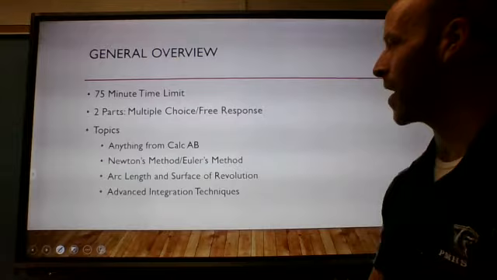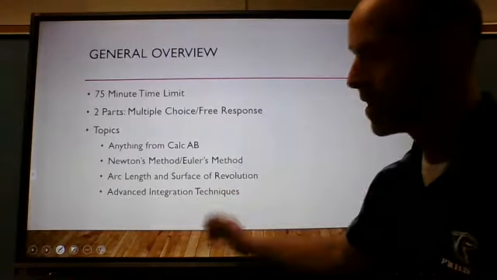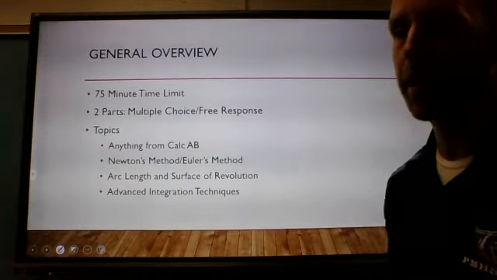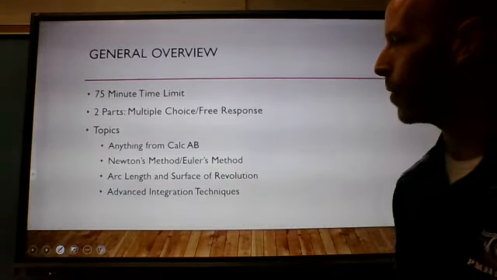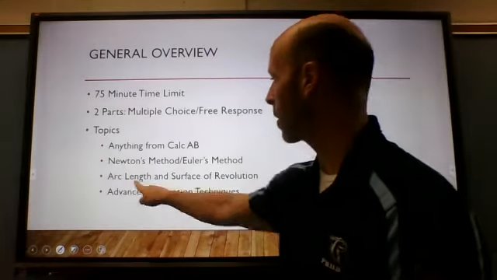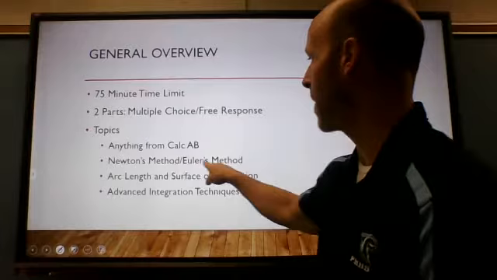So really chapter 7, these advanced integration techniques, which is what we just had a test on, that's the only thing that's going to be different maybe from last year, except for the other couple of new things that we did, which were arc length and surface of revolution. We just talked about that. And then, of course, I threw in Newton's method and Euler's method.